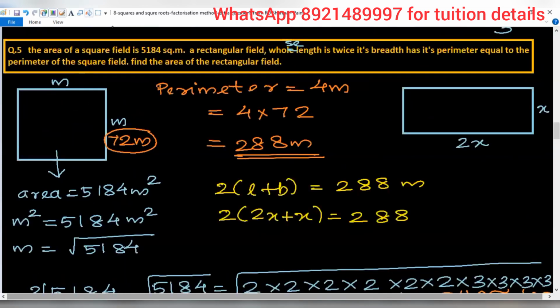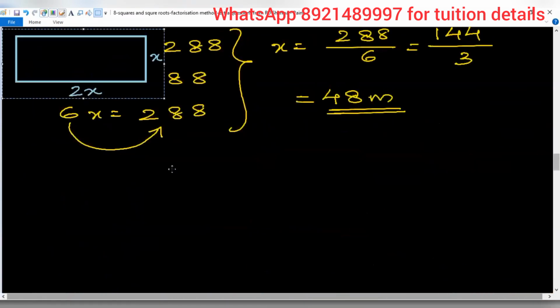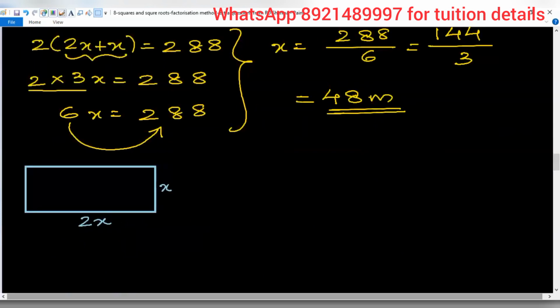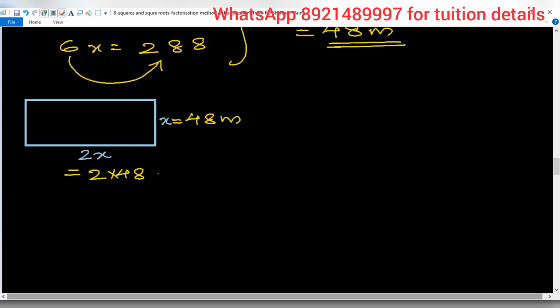See, x is actually the breadth of the rectangle. What is asked in the question? Area of the rectangle. This is the rectangle, the area of which we have to find. So here x is 48 meters. The breadth is 48 meters. And 2x, the length, is 2 times 48, right? 2 times 48 is 96. 96 meters.